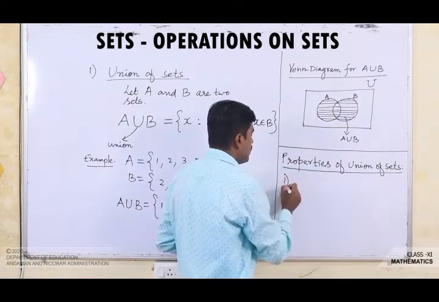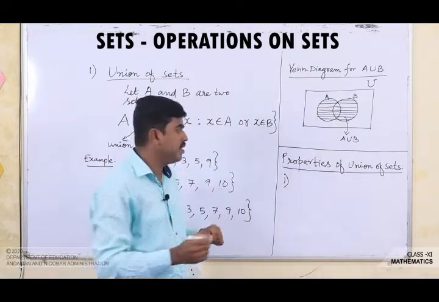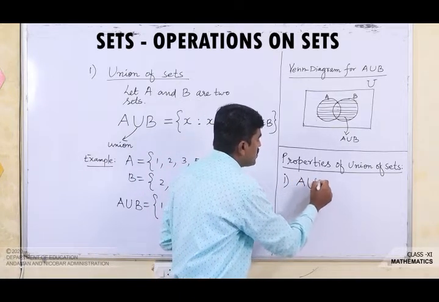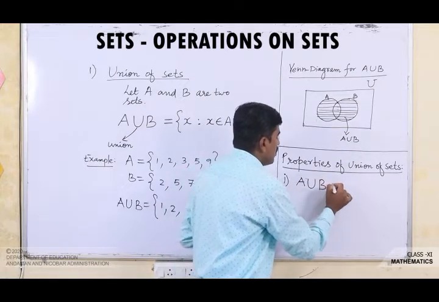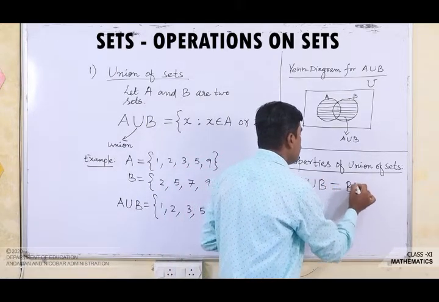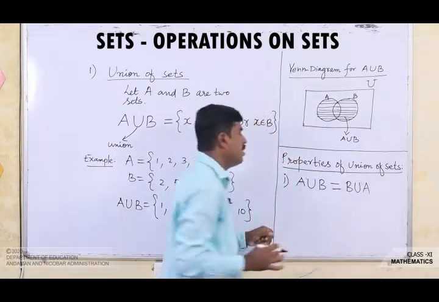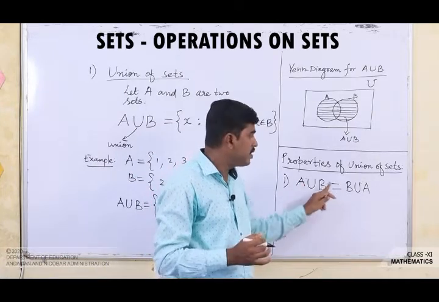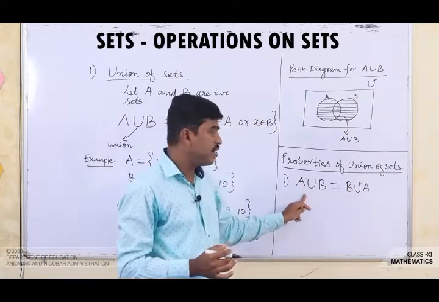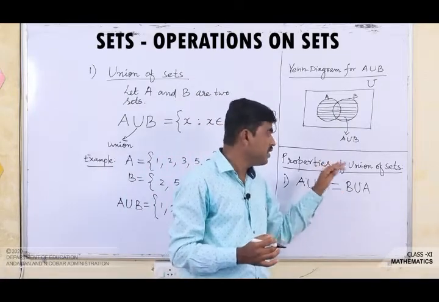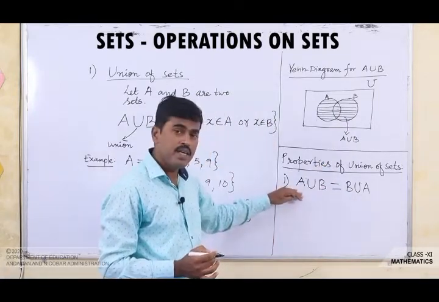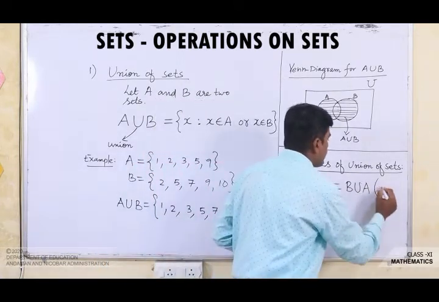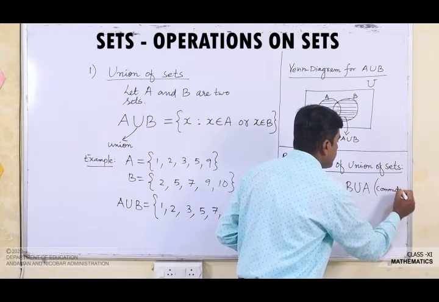Number 1, if there are two sets A and B, then we take the union of these two sets in any order. That means A union B is equal to B union A. We are going to take the union of A and B, or the union of B and A, and both will be the same. This property of union is called the commutative property.